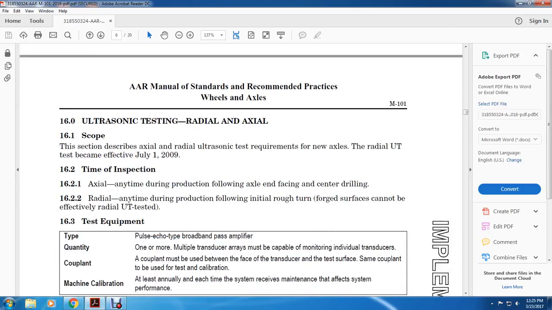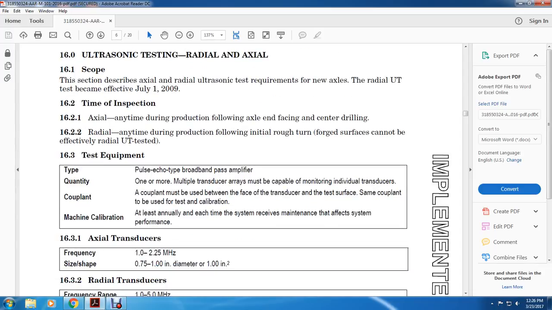16.0 Ultrasonic Testing, Radial and Axial Scope. This specification describes the axial and radial ultrasonic testing requirements for new axles. The ultrasonic testing became effective July 1st, 2009. The time of inspection is anytime during the production, after axle end facing and center drilling. The radial inspection is anytime during production after the initial rough turn, when the surface cannot be effectively radial ultrasonic tested.